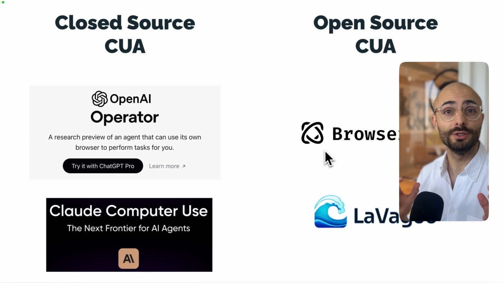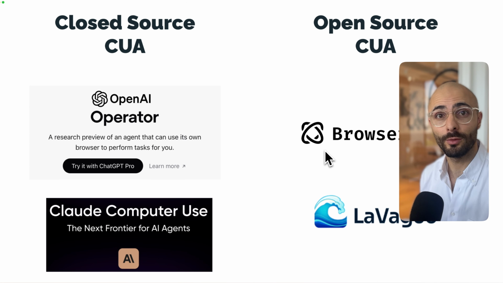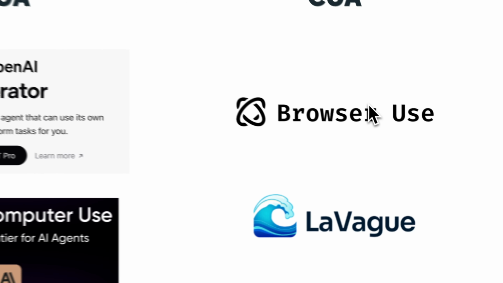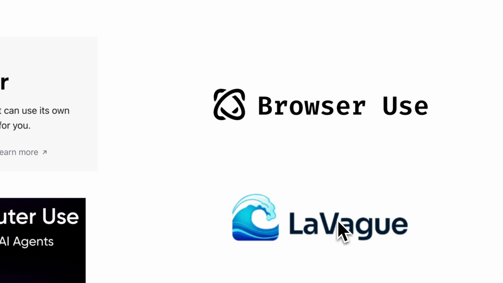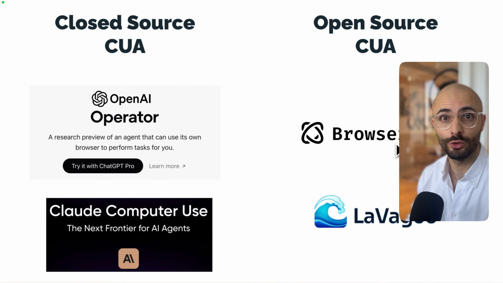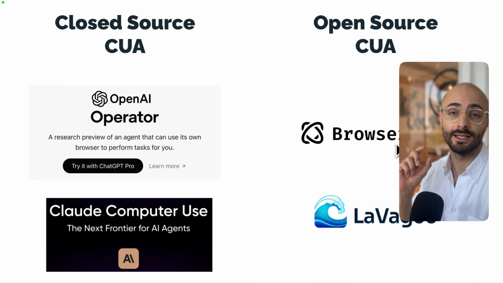So of the computer using agents that are currently available on the market, under the closed source computer using agents, we have OpenAI Operator, which is $200 a month. And then we have Claude Computer Use. That's currently free, but it's still in beta. Once that's ready, it will be a paid product. And then in the open source category, there's one called Browser Use, and Lavague is another one. Both of these are really good and they are completely free to use. All you need to pay for is the API credits for whichever vendor you're using.